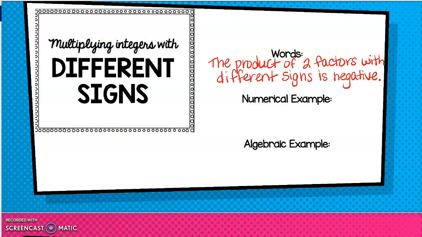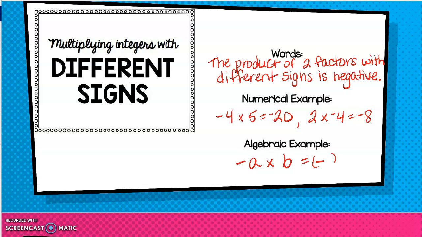So a numerical example would be -4 times a +5 will get us a -20. Another example, +2 times a -4 will give us a -8. So an algebraic example with the letters would be like -a times b will always get you a negative answer.